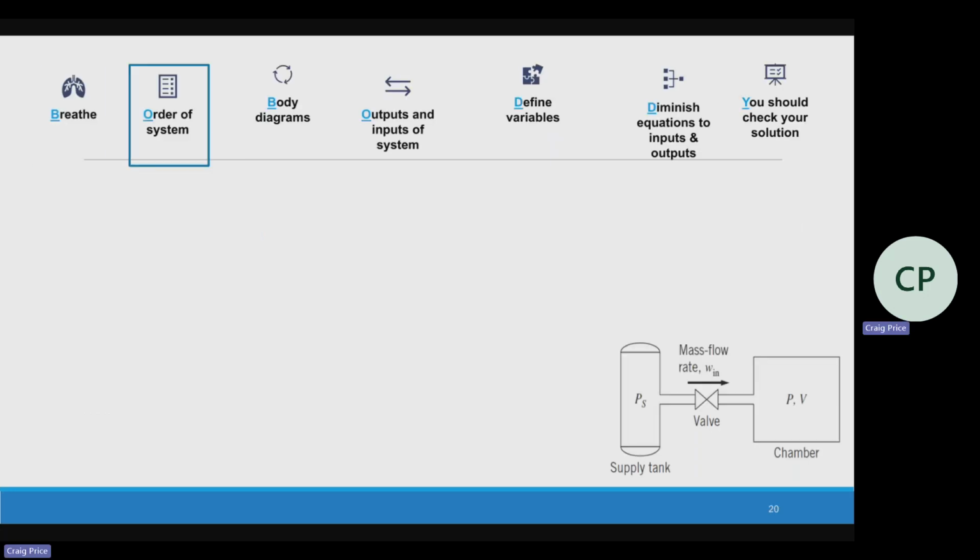What do you think the order of the system is? Based on hydraulics, because pneumatics, hydraulics, similar. What would you say the order of the system is? Second order? I have 2 tanks, right? I've got a supply tank and I've got a chamber. Now, how many of them is the pressure changing? Just one of them. So really, I'm just going to focus on this one.